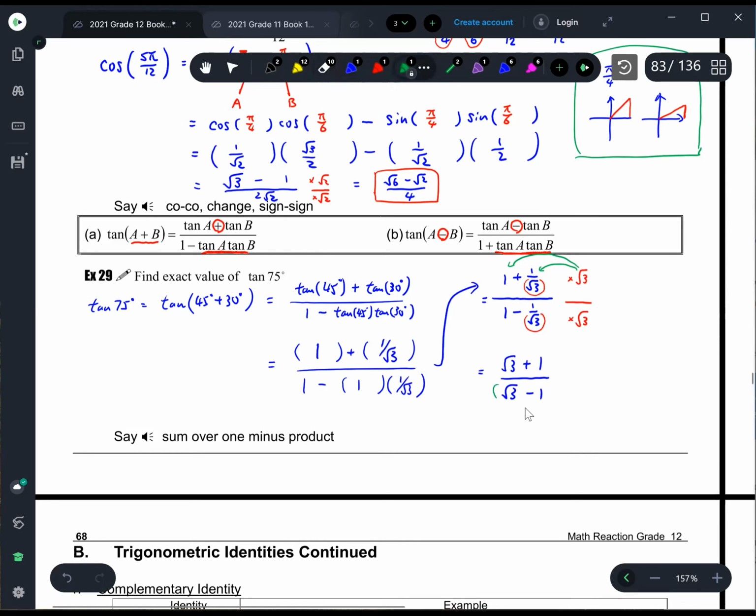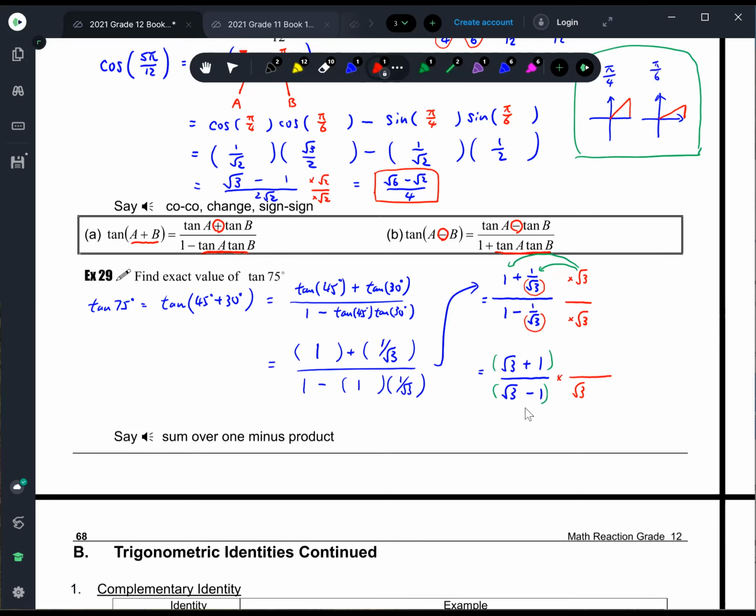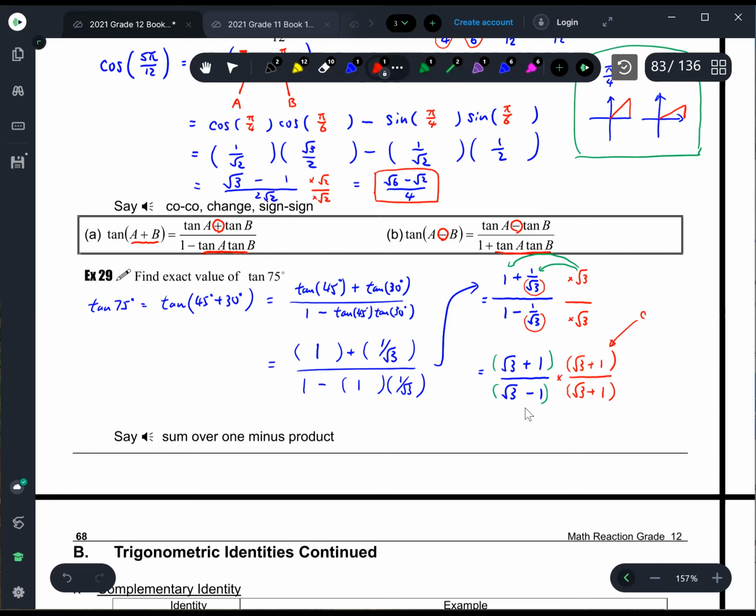You multiply by square root 3. You look at the denominator, you have square root of 3 minus 1. You multiply by the plus 1, the opposite. We call that the conjugate. One is minus, one is plus.